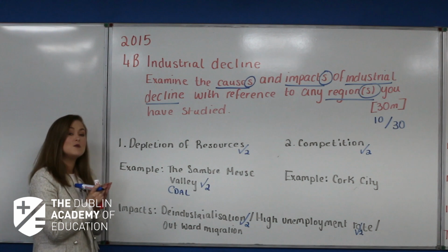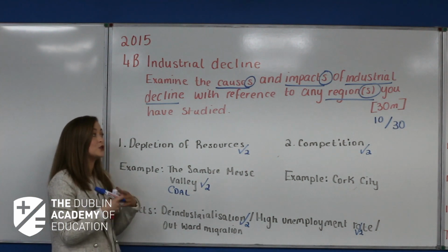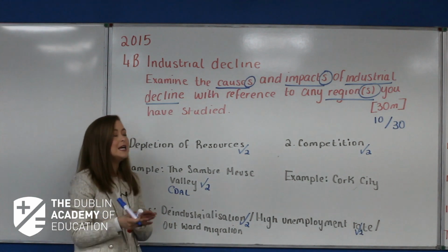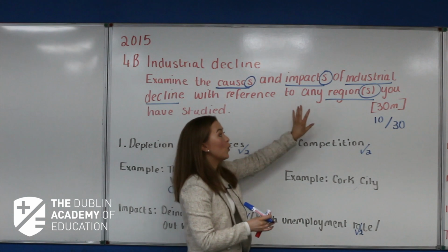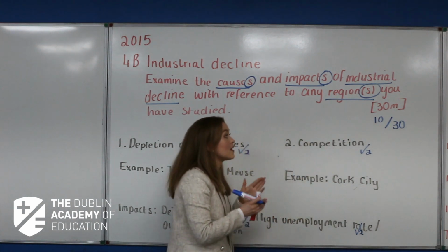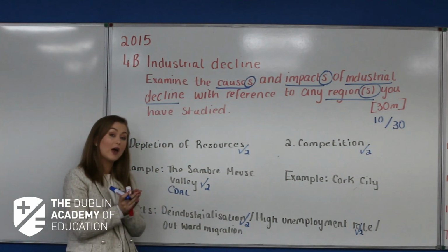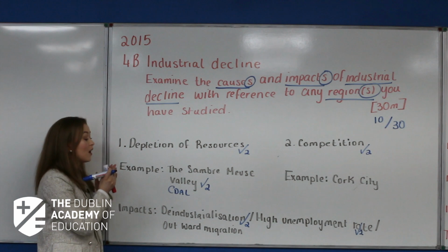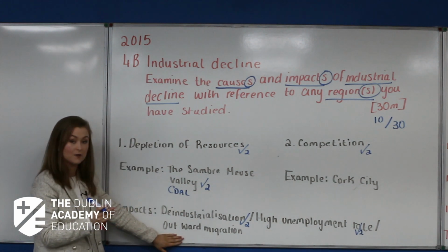One thing I would say to be very, very careful of with this exam question, if you're going to study it for June 2020, is they give you the option if you wanted to do one region or more than one. Now, what that means is they can cut off that S and ask you for one region. Now, what I would recommend for your one region would be the Sambre Meuse Valley.